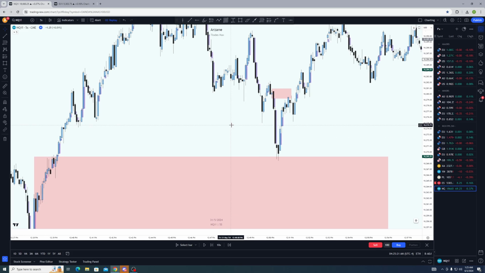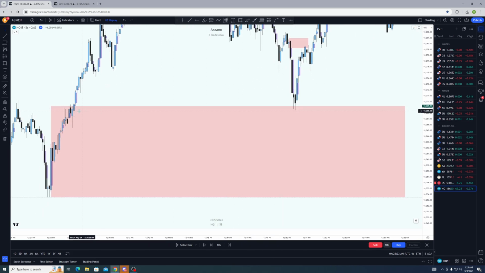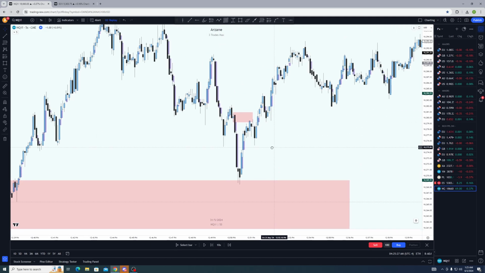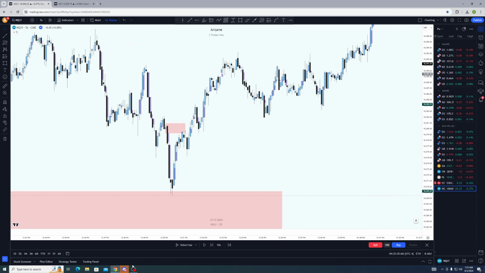I could pretty much teach this to anybody. Follow where it tapped, the refinement right here. Boom, zone, candle, run. Oof, good. It just works like clockwork.